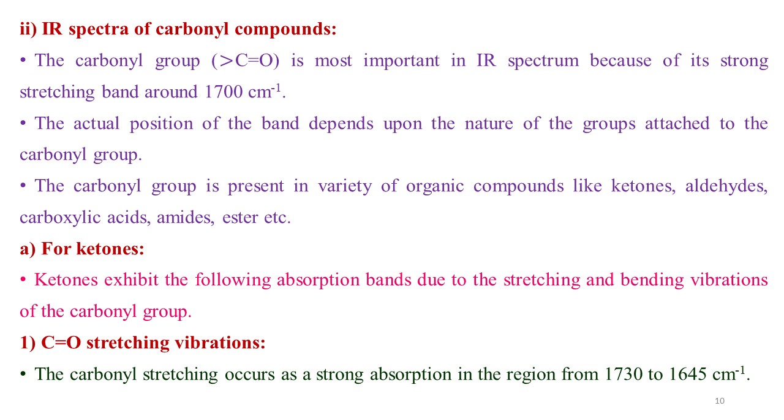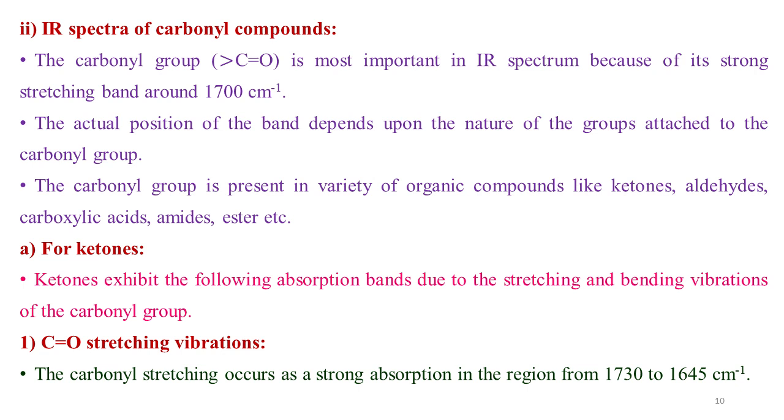Now let us see the IR spectra of carbonyl compounds. The C double bond O group is a most important functional group in the IR spectrum because of strong stretching band at near 1700 per centimeter. So the actual position of the band depends upon the nature of the groups attached to the carbonyl group. So the carbonyl group present in a variety of organic compounds like ketones, aldehydes, carboxylic acids, amides, esters can be found out using the absorption frequency.